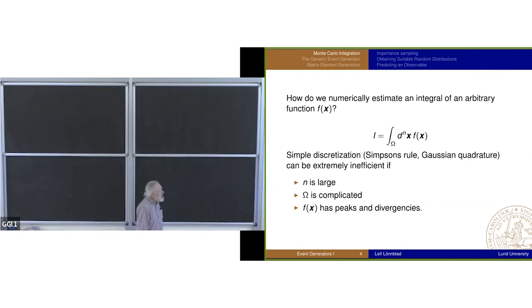So it turns out the most efficient way of doing this is to just randomly select a number of points in the allowed phase space, sample the function in there, and make an average. The most stupid thing you can do turns out to be the most efficient.